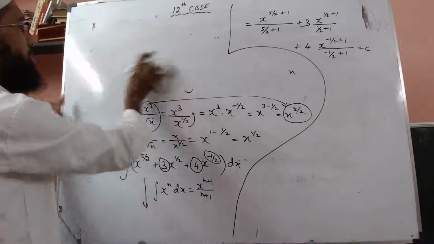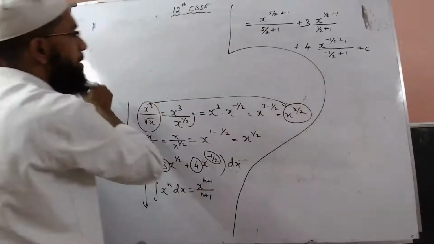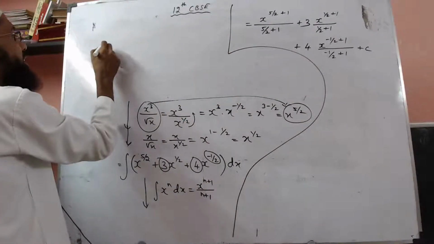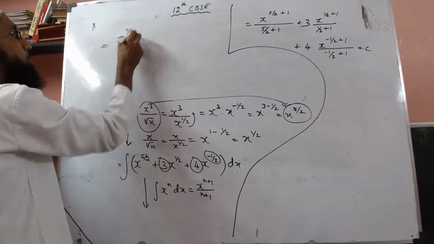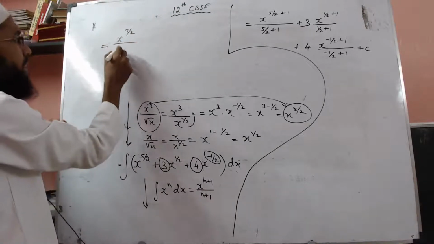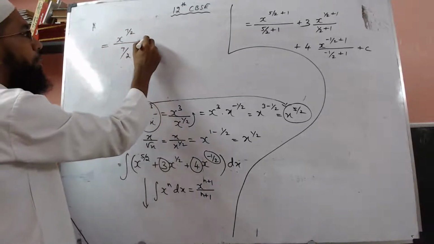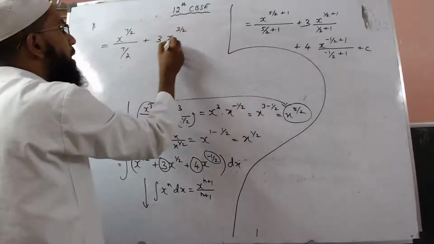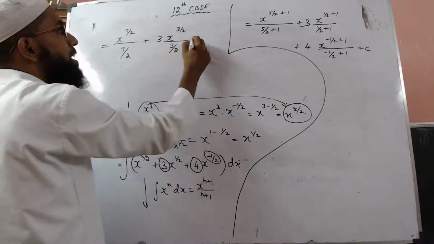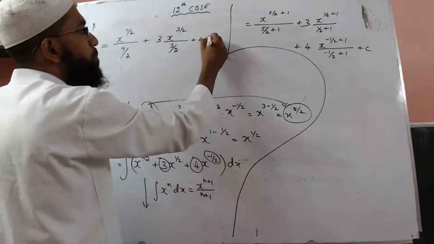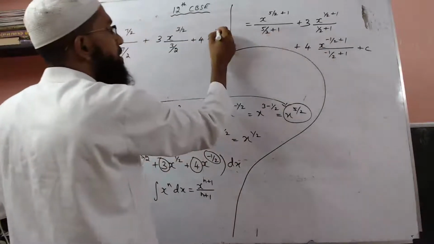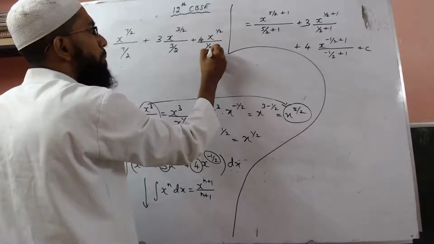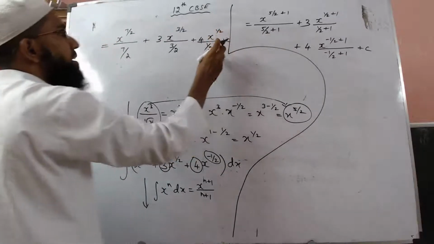So what will be the answer? x power 5 by 2 plus 1, that is 5 by 2 plus 1. I can write it as x power 7 by 2 divided by 7 by 2, plus 3 into x power 3 by 2 divided by 3 by 2, plus 4 into x power 1 minus 1 by 2, which is nothing but 1 by 2, divided by 1 by 2, plus c.